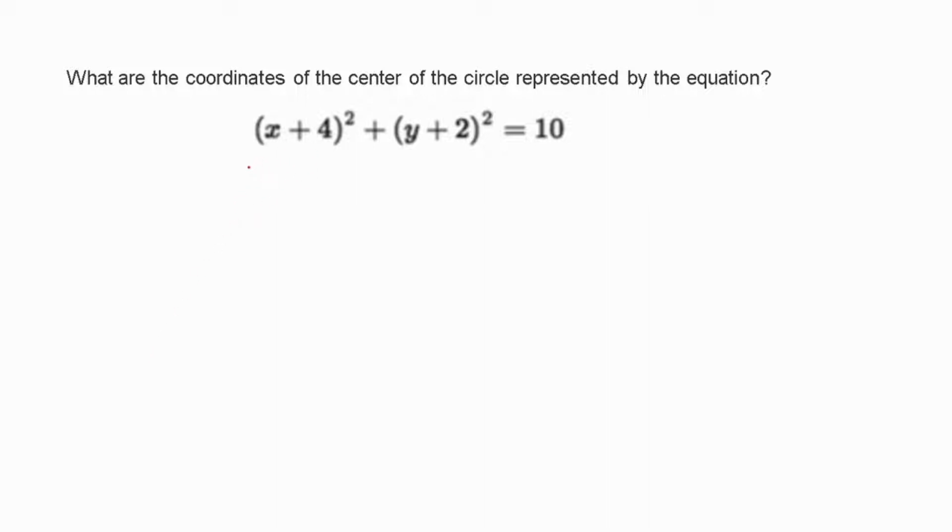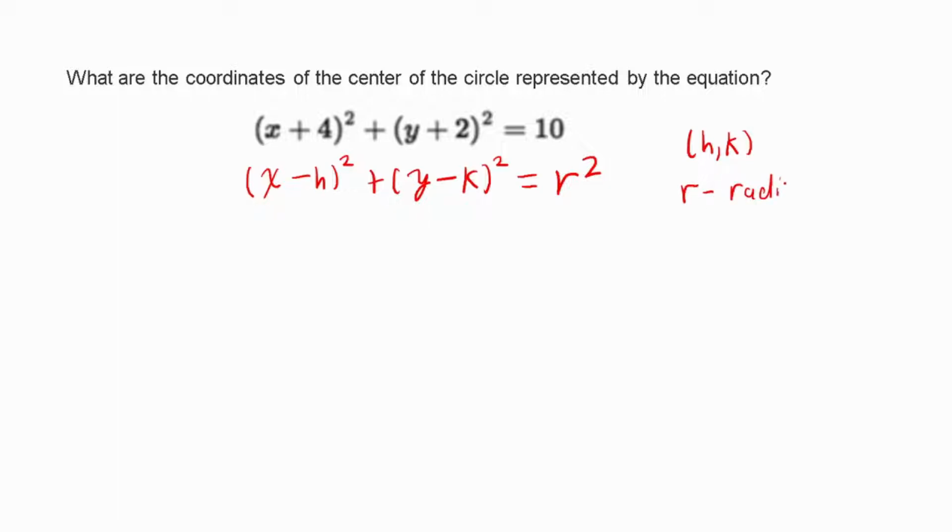So the original standard equation for a circle is (x − h)² + (y − k)² = r², where r is our radius and h and k are the coordinates of a point. R stands for radius. Awesome. So we just need to swap all of this out.